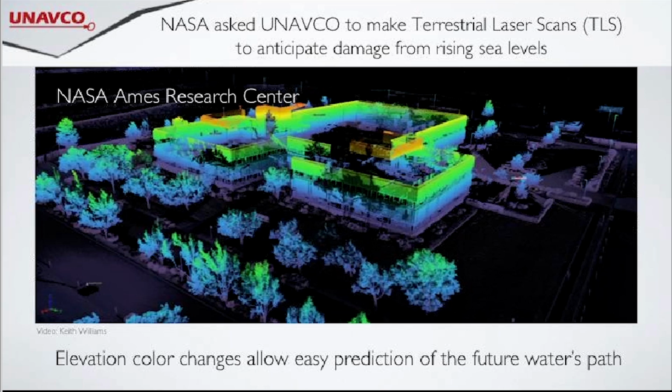So up here, you see a 3D image of the Ames Research Center in California. Very colorful. Those colors represent elevation changes. They can combine this data with GPS data and kind of make a plan. They'll know which areas are most vulnerable to sea level change.